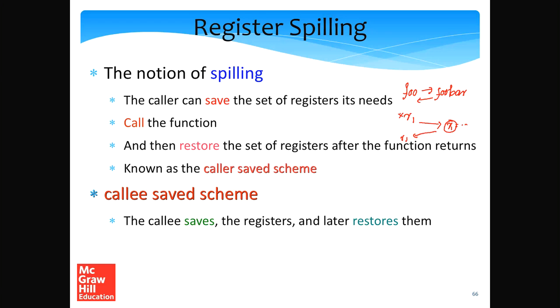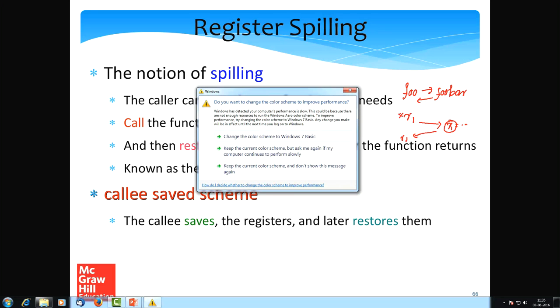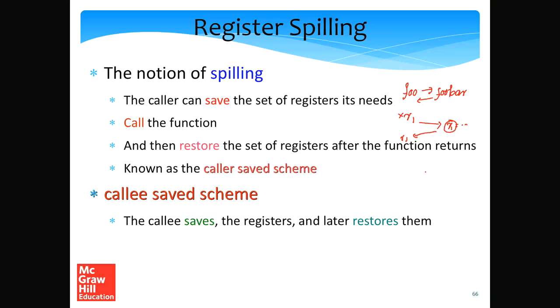So for that, what we can do is we can use a technique called register spilling. The notion of spilling is like this: the caller can save the set of registers that it needs to use. Then it can call the function, and subsequently restore the set of registers after the function returns. So this is known as the caller saved scheme.